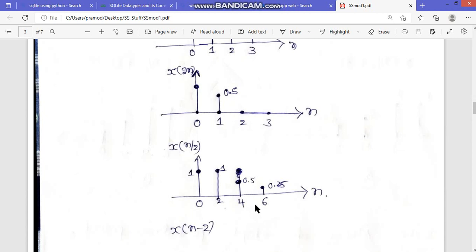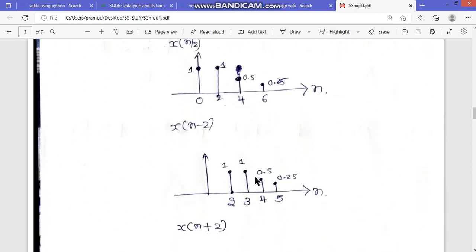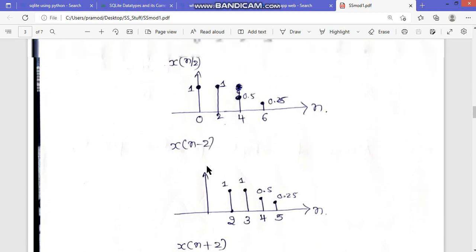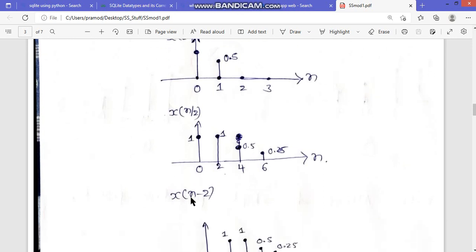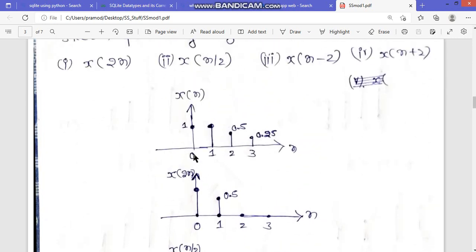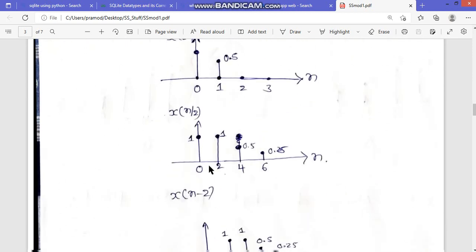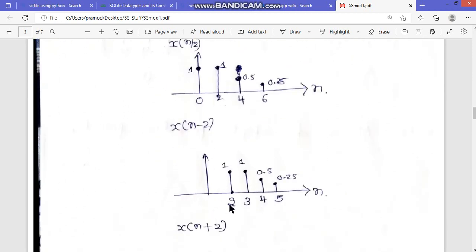Next, similarly, when they ask for x of n minus 2, what will we do? We will add plus 2 to your n. When they are asking for n minus 2, you have to do plus 2. So what will happen? 0 plus 2 is 2, right? So it has started from 2. You can see your signal has started from 2 now.